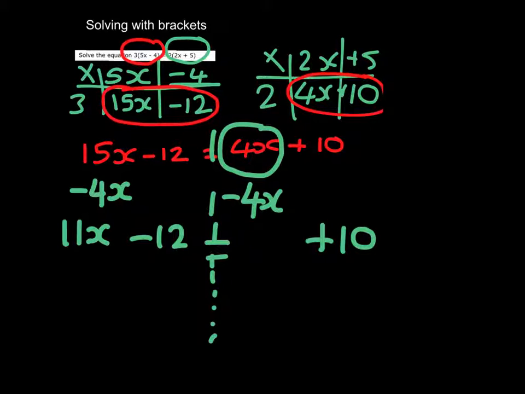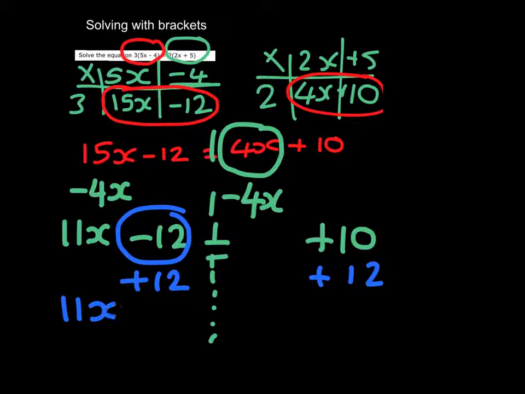Remember, the goal is to always get x on its own, so the next thing I need to move to start to get x on its own is the minus 12. Remember, inverse operation as always. The inverse of minus 12 is to add 12 and do it to both sides. That leaves me with the 11x, and then the 10 plus the 12 is going to give us 22.